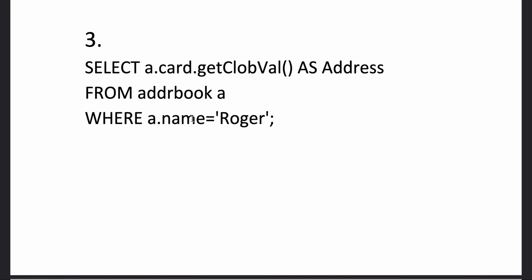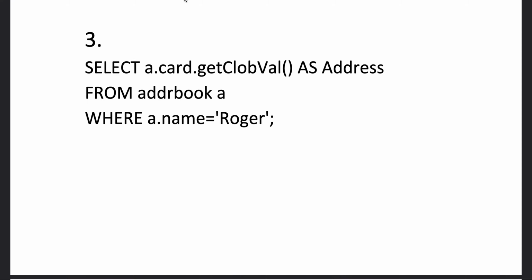Okay, a couple of things to unpack here. We first have a label for this function. So we're going to call a.card.getClobVal, the address, right? And then from address book we're going to have an alias of A, which is why A is referenced here as well as here, so we don't have to write address book over and over again, where a.name equals Roger.